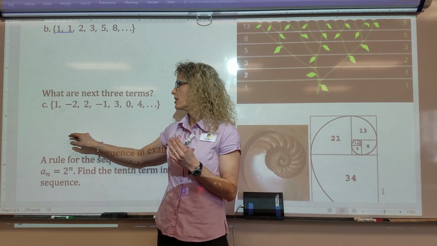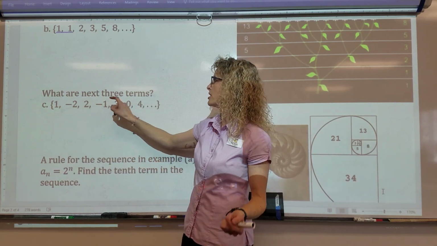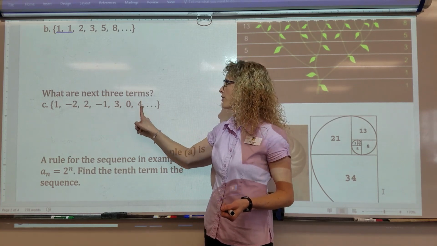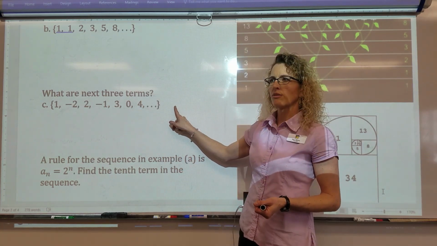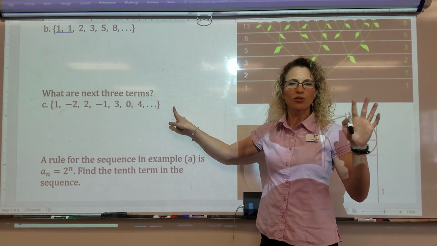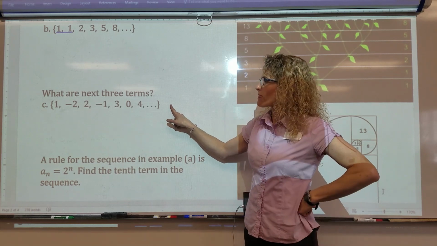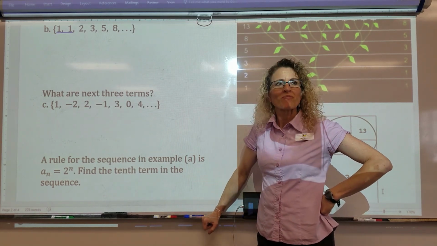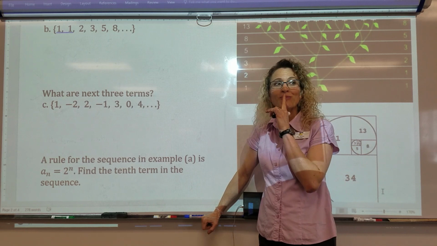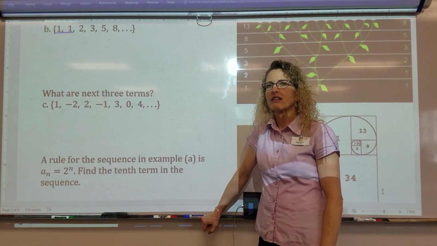Look at clues. I see a 1, -2, 2, -1, 3, 0, 4, dot, dot, dot. What's my pattern? Dakota saw it fast. Okay, don't blurt it out yet. Let's give some thinking time. Hands only.